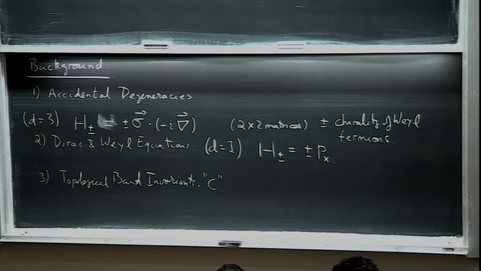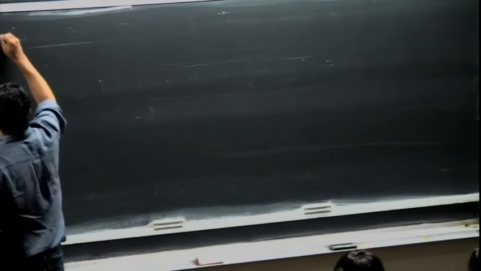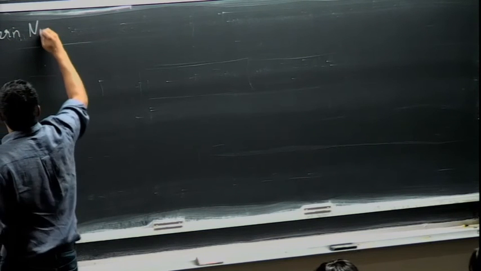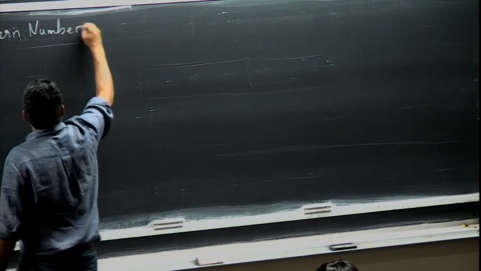So the third thing we want to talk about, which is going to be more relevant to band theory, is the Chern number. And first, let's define the Berry curvature.